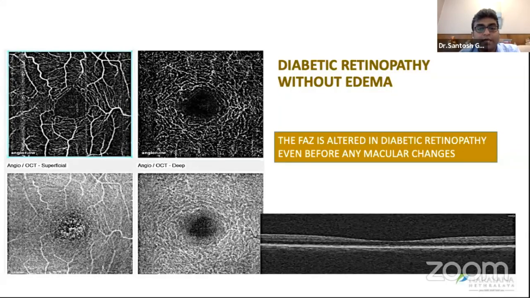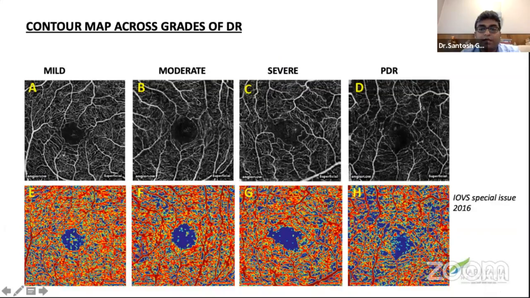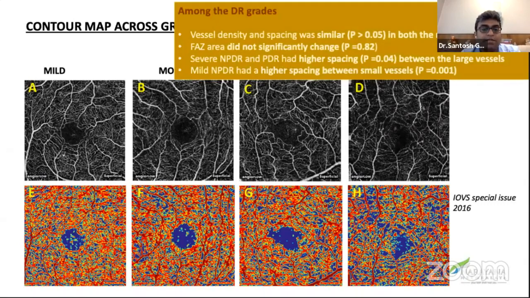Even before any structural changes happen on macular OCT in diabetes, we do get to see some changes in OCTA. These are very early changes, like a change in the vasculature and a change in the FAZ as well. We did publish a paper wherein we saw that over a period of time, with increasing severity of diabetic retinopathy, there were changes in the FAZ as well as changes in the capillary plexuses in different layers.